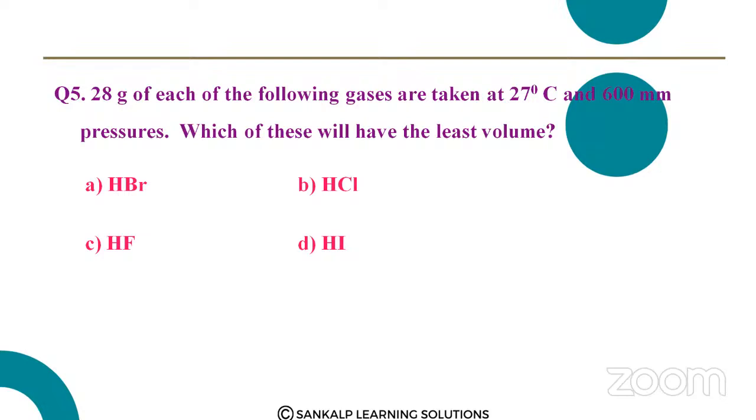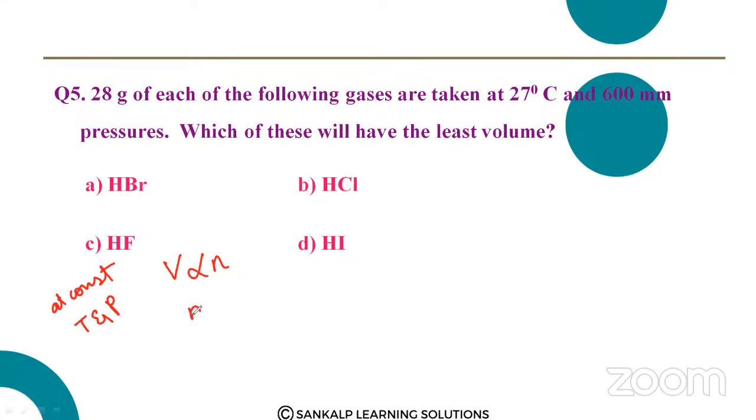Okay, so what is given here? 28 grams of each of the following gases are taken at 27 degrees Celsius. Which are the gases? HBr, HCl, HF and HI. From Avogadro's hypothesis, volume is directly proportional to the amount of gas, at constant temperature and pressure. At constant temperature and pressure, volume of gas is directly proportional to n.